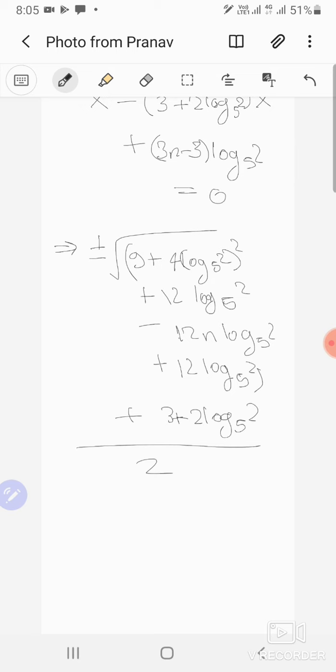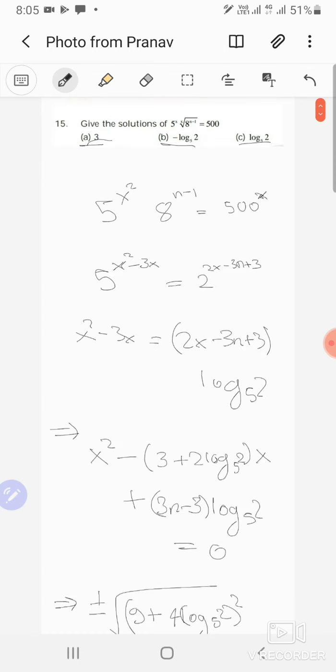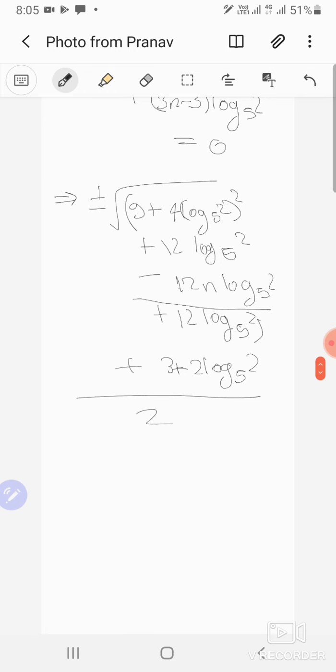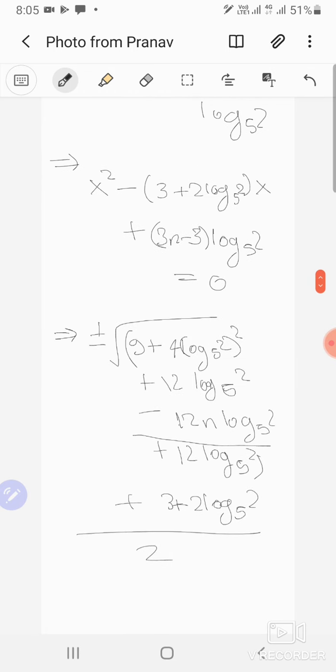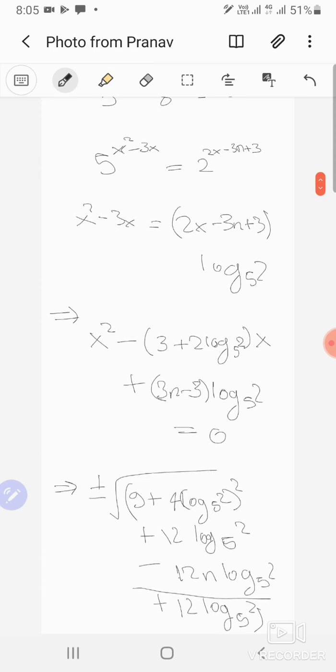Log base 5 of 2, that's supposed to be some kind of constant. So the only variable term over here is this thing. Come on, this is much worse than what we expected. So we are not going anywhere with that. That's not nice.